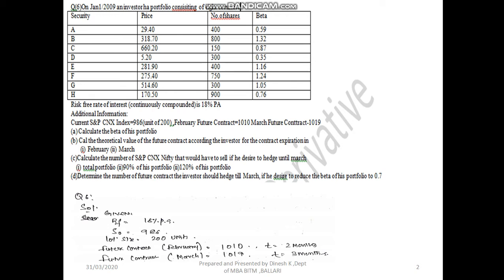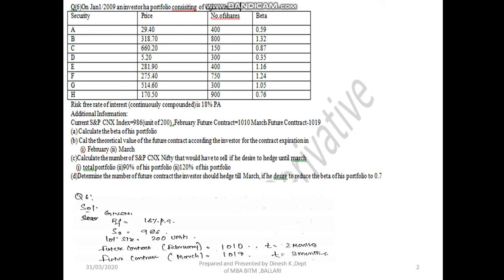Fine. So what is given here is the risk-free rate as 18%, the spot value of the contract as 986, and the lot size is 200, nothing to do with the formula here. The future contract for February is given as 1010, so the time frame would be 2 months. For the month of March, it would be 1019. The time frame is 3 months, that is January and Feb.